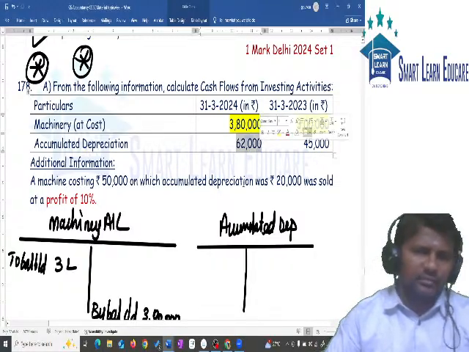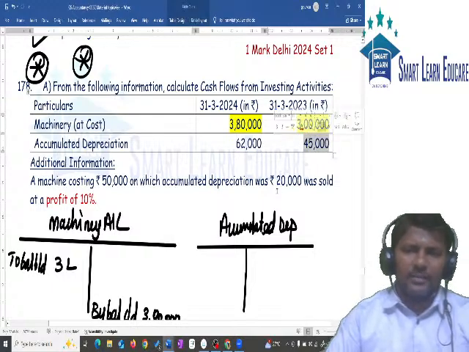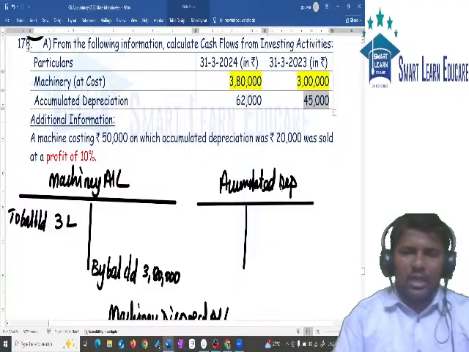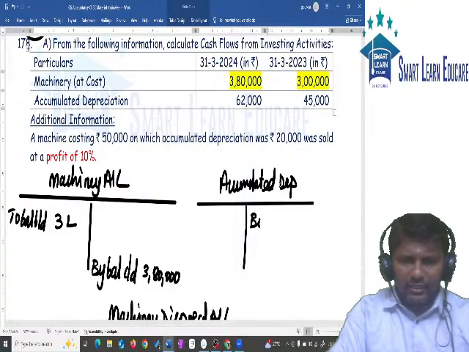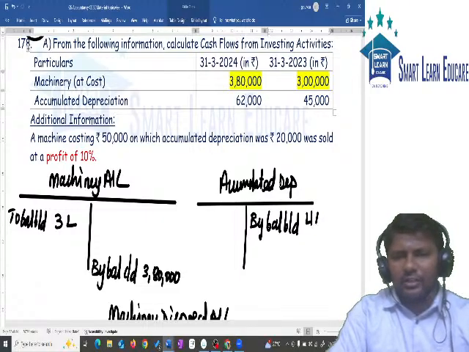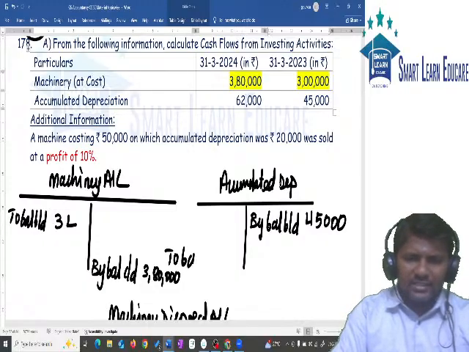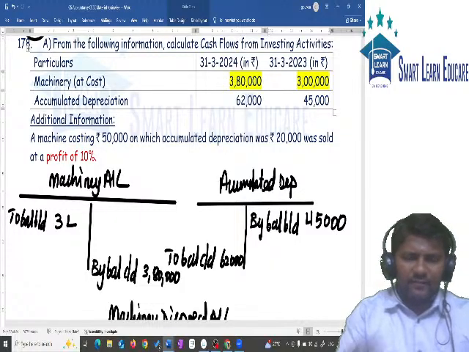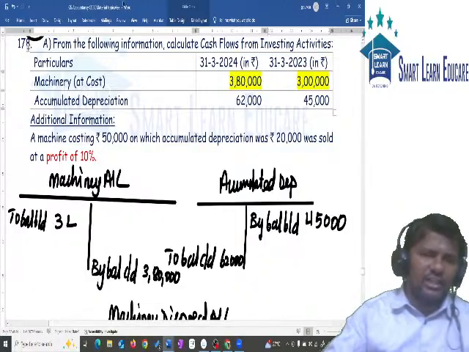Accumulated depreciation: opening balance is 45,000 and closing is 62,000. Accumulated depreciation means it is a provision. Provision is a liability. By balance brought down, opening balance is 45,000. Closing balance is 62,000. To balance carried down, it is 62,000. Always first write the given numbers. Next, come to the additional information.